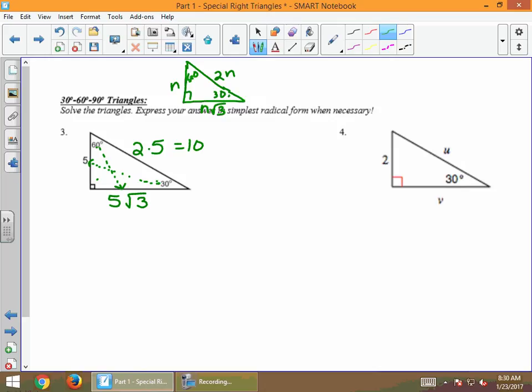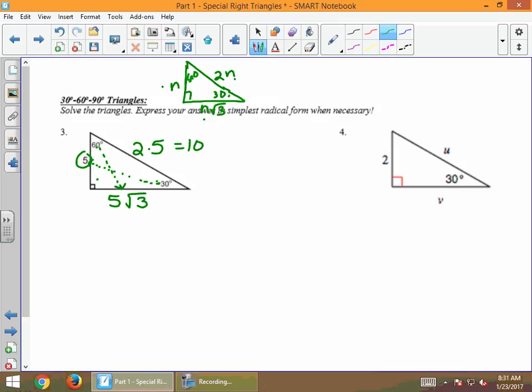So really, all you're doing is you're just taking the short side, so 5, and plugging it in for n in that diagram. So you plug in 5 for n here, you get 5 radical 3. When you take 5 and plug it in for the hypotenuse, you get 2 times 5, which is 10. So these are just taking your short side and plugging it into your diagram.